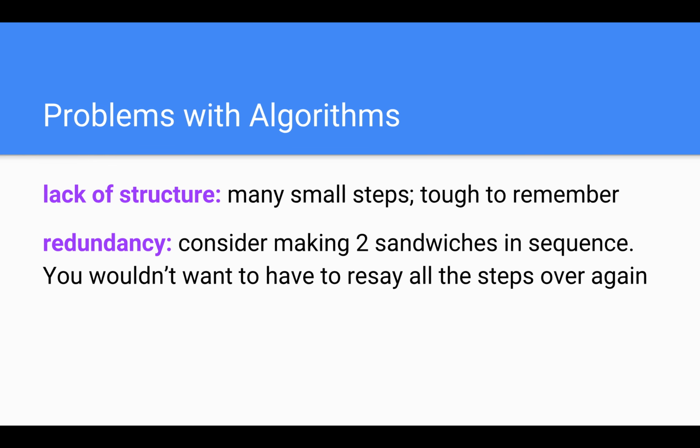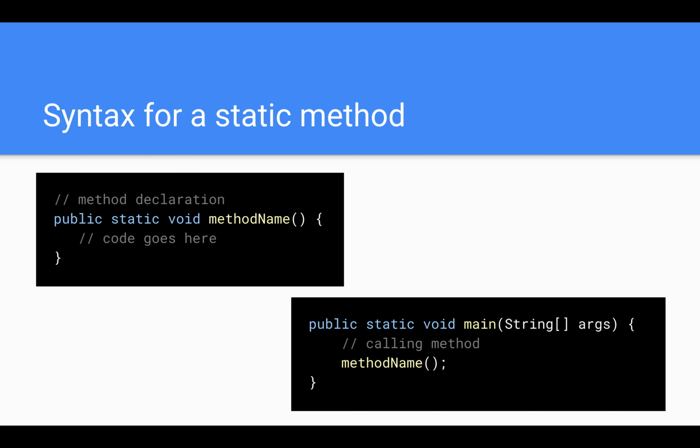The problem with algorithms: they have a lack of structure. There are many small steps which are tough to remember, and there's redundancy. Consider making 2 sandwiches in sequence. You wouldn't want to have to re-say all the steps over again. Okay, so here is how static methods solve that problem.